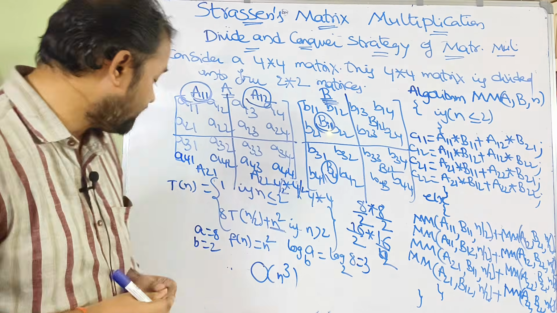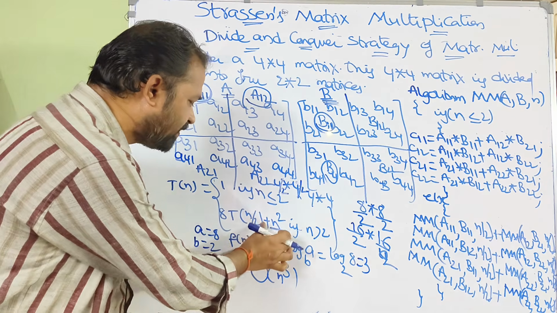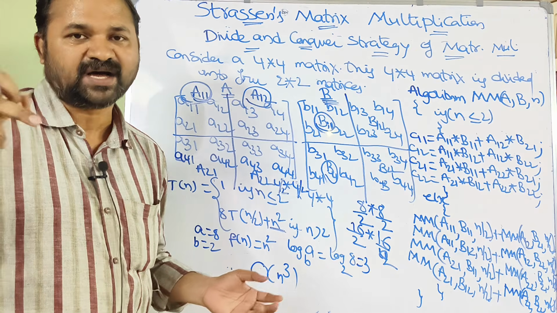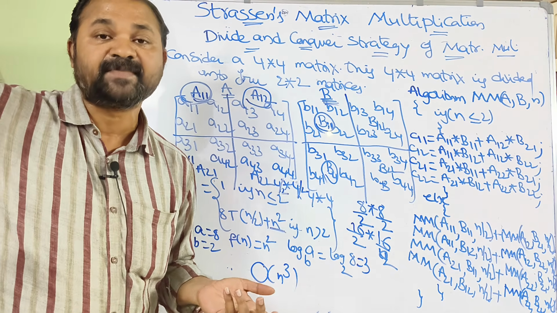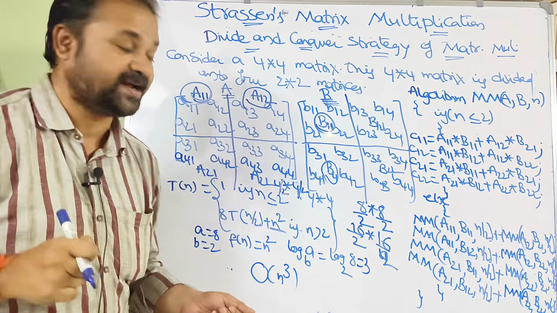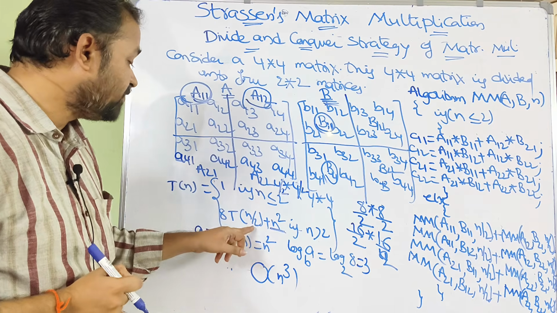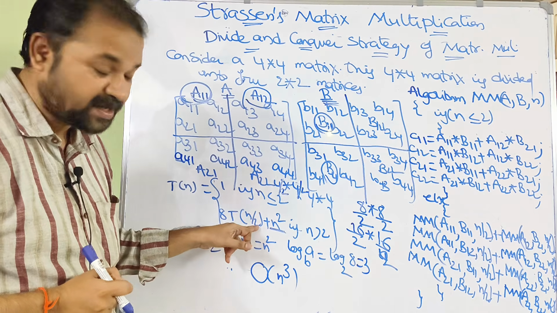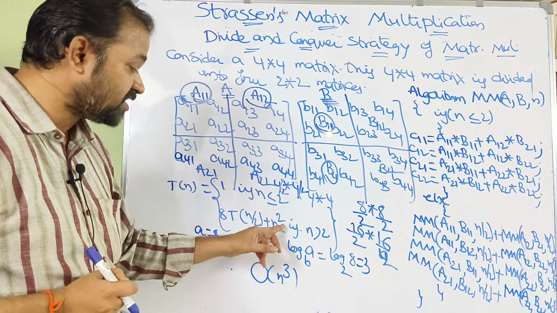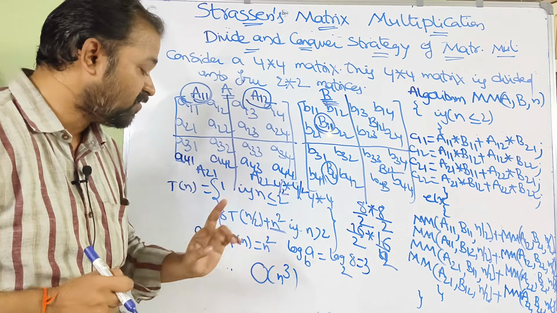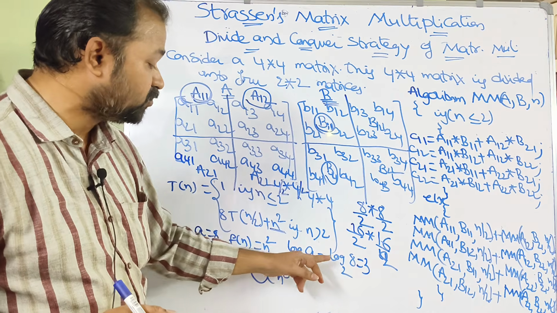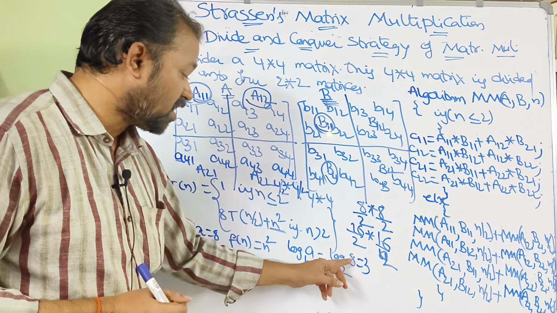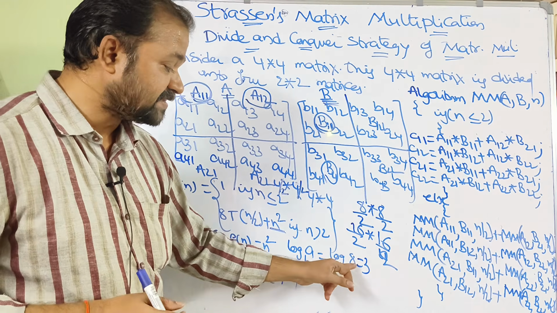Now let us see the time complexity here. This is nothing but a recurrence relation form. We know the recurrence relation form from the master theorem, aT of n by b plus f of n. Here the a value is 8, the b value is 2, and f of n equals n square. Then log a base b: here what is the a value? 8. So log 8 base 2.